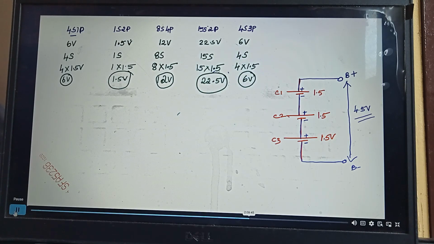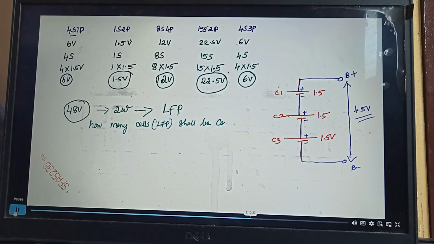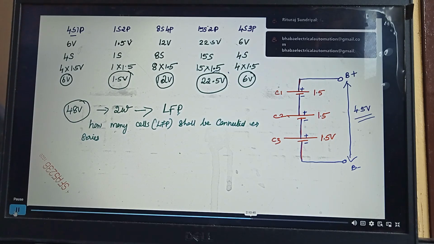Okay, is it clear? Now let's say I want to make a 48 volt battery pack for two-wheelers. Normally for two-wheelers we use a 48 volt system or a 60 volt system. So assume I use a 48 volt system for a two-wheeler. How many LFP cells shall be connected in series? In series, how many?